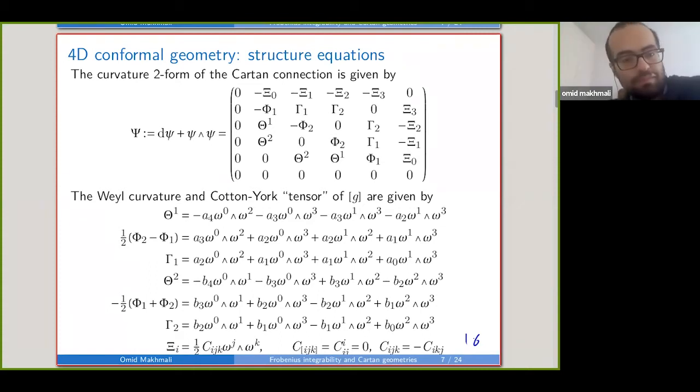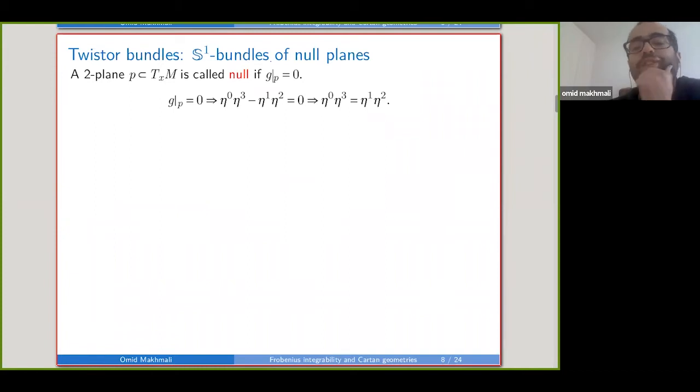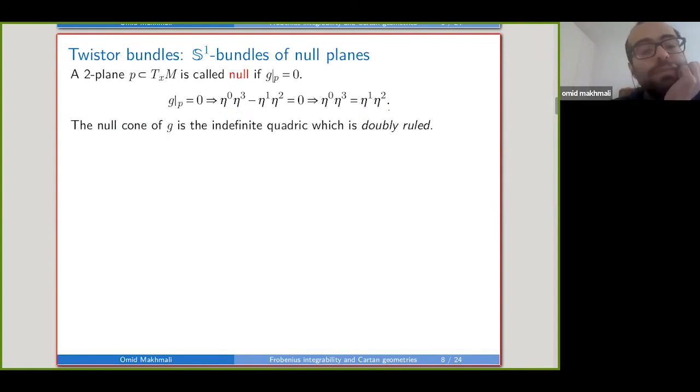Okay, so to investigate integrability, we would like to first find some distinguished set of subspaces on our manifold. In this case, in particular, we want some distinguished two planes. And what will do the job for us is the set of null two planes, where the metric, when restricted to these planes, is degenerate. So this is the definition of a null two plane for an indefinite conformal structure. So if our metric is of this form, that means if you want it to degenerate, then this relation has to hold on this two plane.